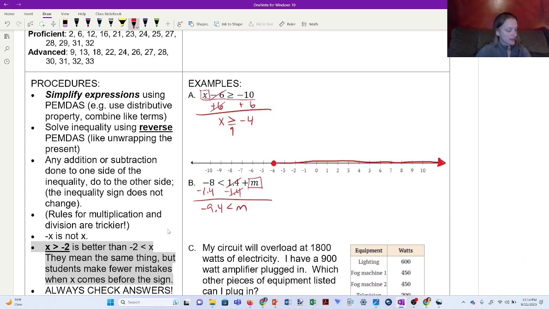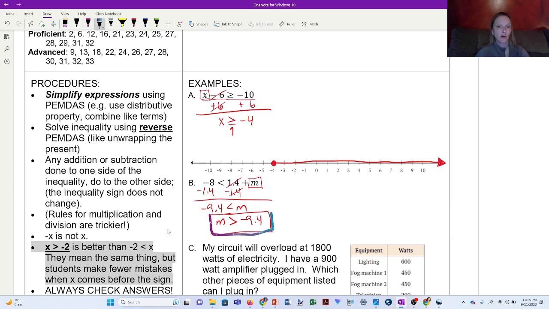Now, if we're being asked to graph this, remember that in order to avoid confusion, it is best to write the variable on the left-hand side of the inequality. So I'm going to write the m over here because the inequality sign opened towards the m in my solution. I'm going to make sure that my inequality sign opens towards the m when I rewrite the solution. And this notation makes it easier to graph this one on a number line.